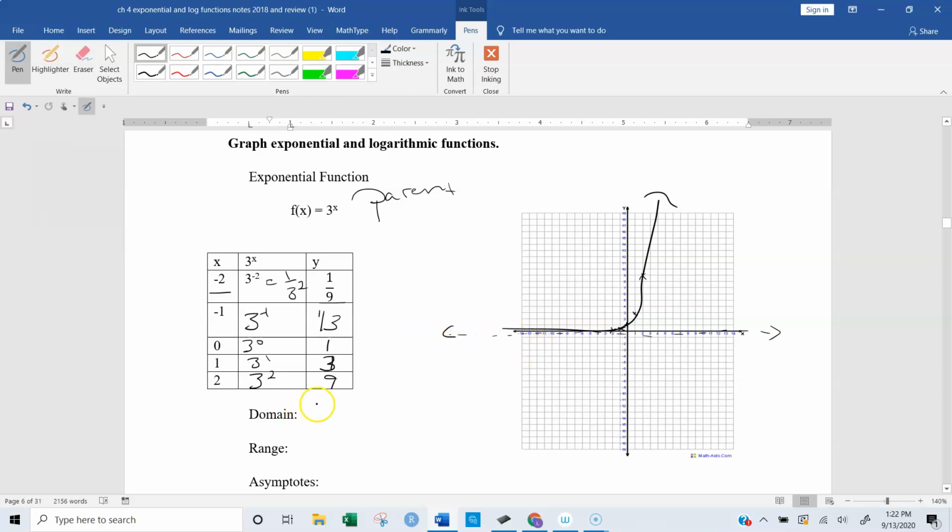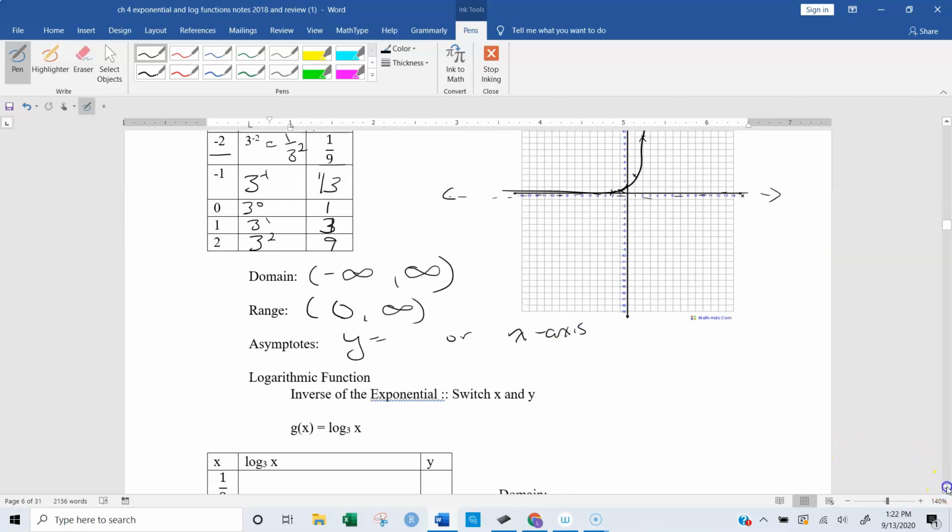So your domain is, what can x be? And the answer is anything, -infinity to +infinity. Range, okay, where does my y start to have a value? And the asymptote is, 0 to +infinity. Asymptote, y equals 0. Or you could put the x-axis. Both of those are correct. They mean the same thing.